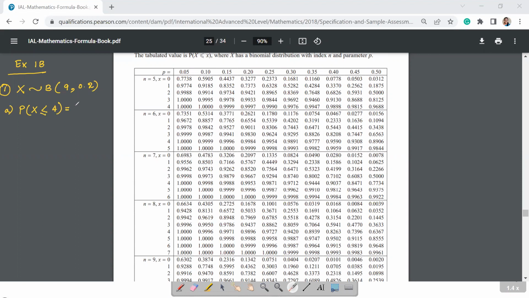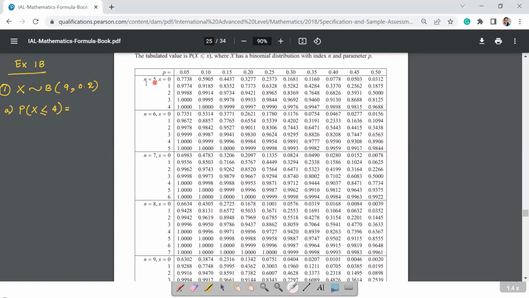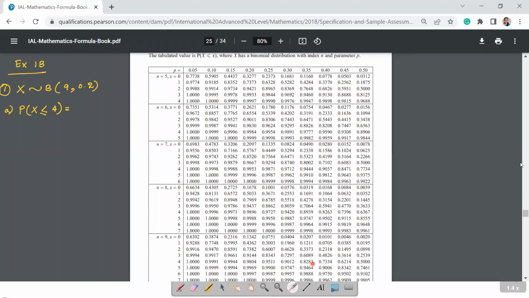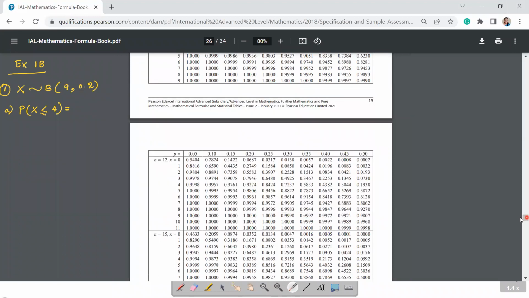Now you can see in the previous set of questions, all the questions we did were centered around n equal 5. But now your n value is 9. So in that case, you have to go to the appropriate n value first. The n value should be 9. Can you see? So you have to go to the correct column. n value is 9, the x value is 4. Okay, guys, can you see? You need to make it slightly smaller here.